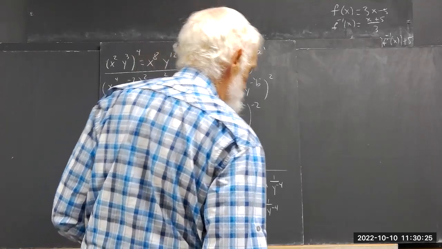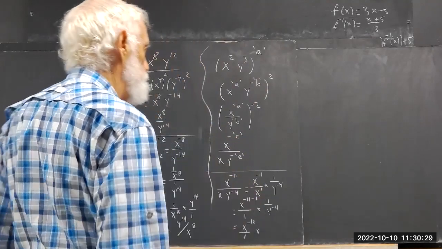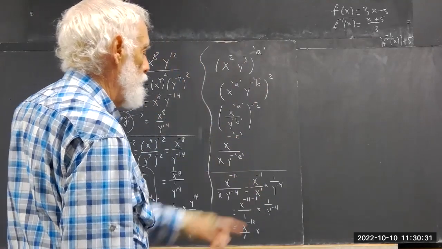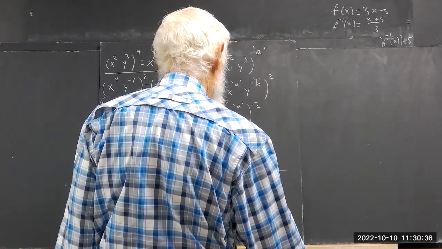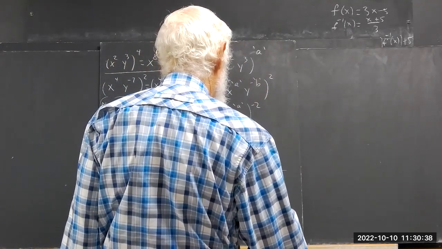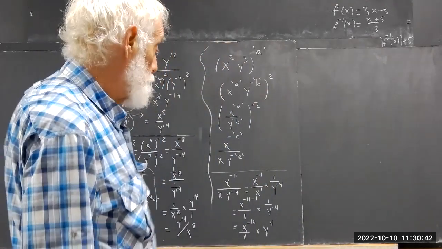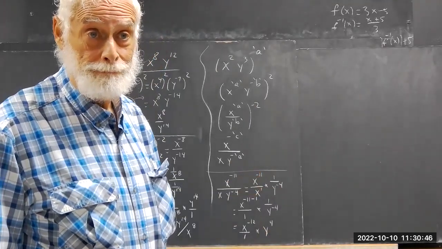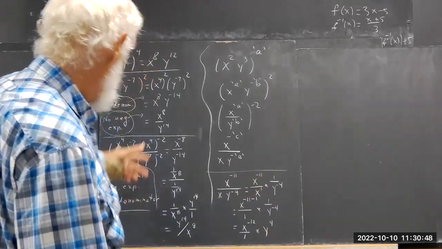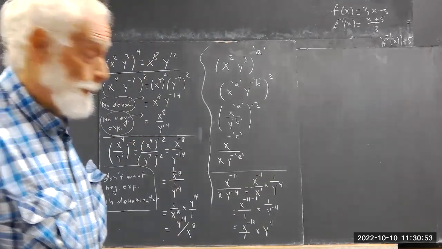I don't have room to write everything I want. 1 over y to the 4th is the same as y to the 4th. Okay. Now there's a rule that says when you go from denominator to numerator, you change the sign of the exponent. It all comes from the arithmetic, what you do with complex fractions.